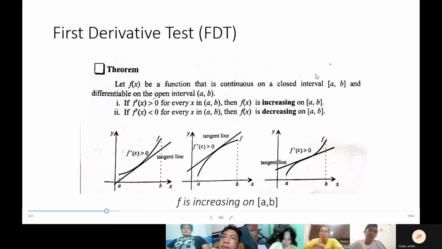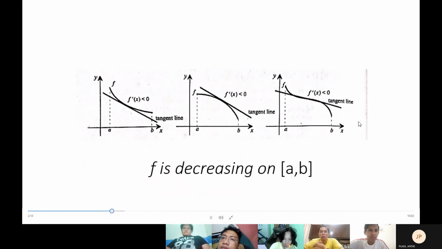Take note of the graph. F is increasing on the closed interval a and b. While on this part, f is decreasing on the closed interval a and b. Take note that these are our intervals a and b, or the limits a and b.